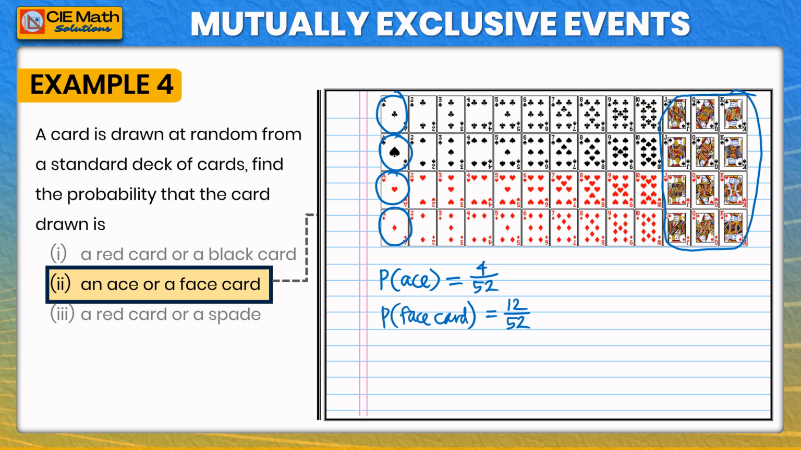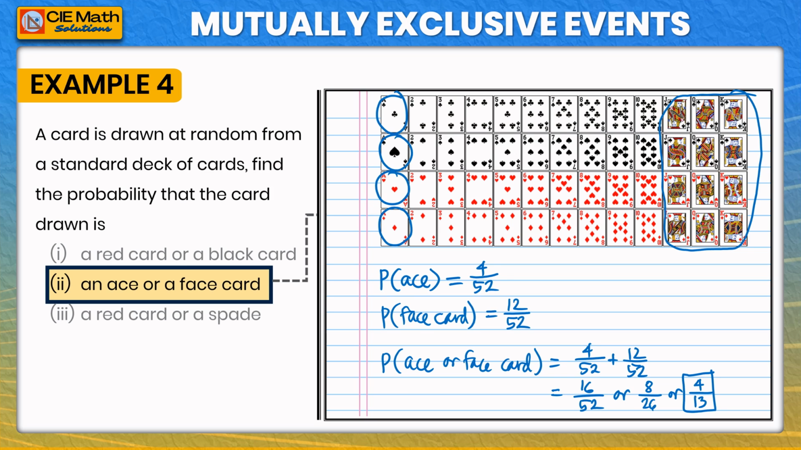The probability then of getting an ace or face card is equal to 4 over 52 plus 12 over 52, which is equal to 16 over 52. If we simplify this further, this will be equal to 8 over 26 or 4 over 13. So the probability will be 4 over 13 or 8 over 26 or 16 over 52.